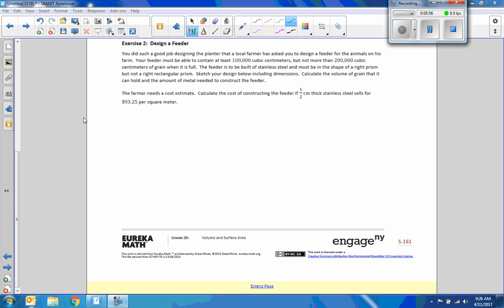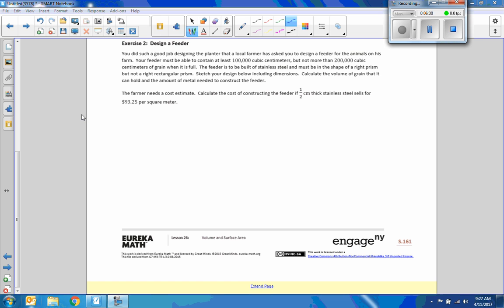Okay, here we go. So it says, you did such a good job designing the planter that a local farmer has asked you to design a feeder for the animals on his farm. Your feeder must be able to contain at least 100,000 cubic centimeters, but no more than 200,000 cubic centimeters of grain when it is full. The feeder is to be built of stainless steel and must be in the shape of a right prism, not a right rectangular prism. Sketch your design below, including dimensions.